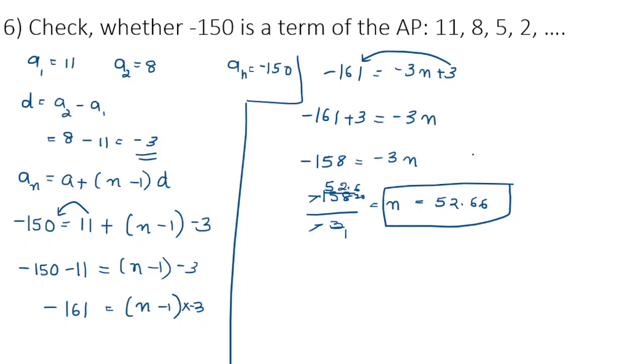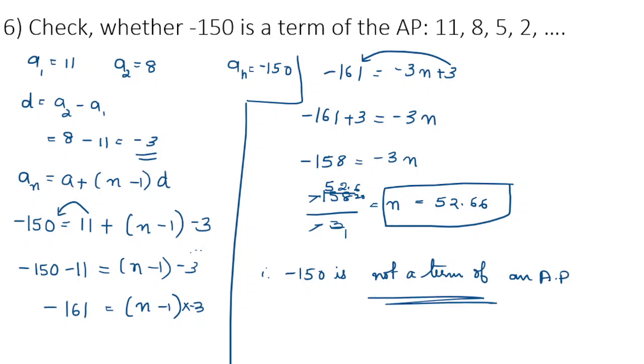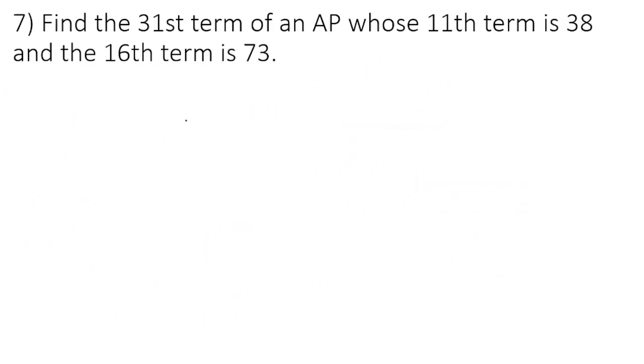Whenever we talk about the position, it will be in the form of first place, second place, third place, like that, not in decimal form, isn't it? So we have to write, therefore, minus 158 is not a term of an AP. Okay, that is the sixth one. Next we'll go to the seventh one.